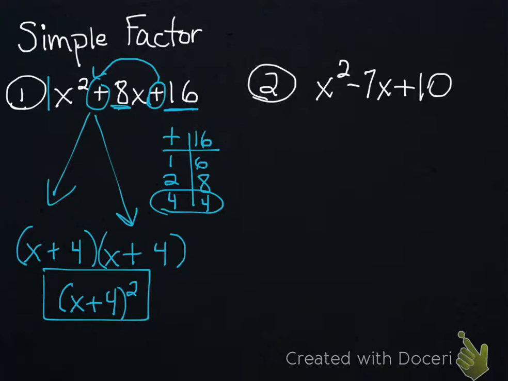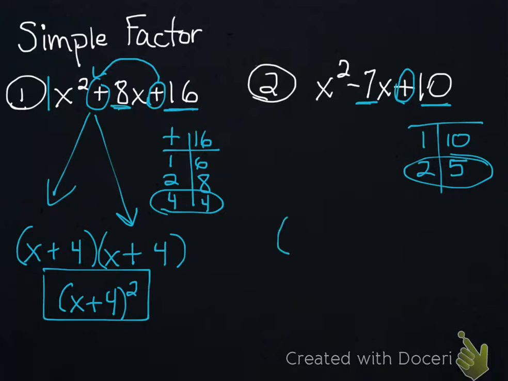Let's look at number 2. What is the constant? 10. Okay, so I need all the numbers that multiply to give me 10. Well, there's 1 and 10, 2 and 5. Well, that's easy enough. Which of those numbers add? Remember, the 10 is positive, so we're adding to get the middle term, which is 7. Well, that would be 2 plus 5.